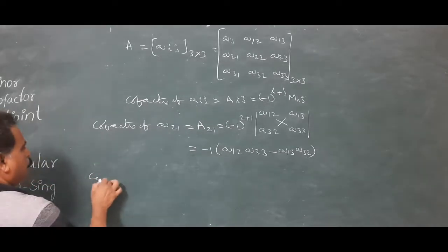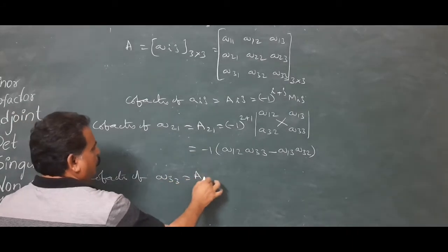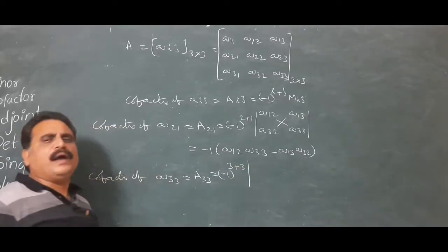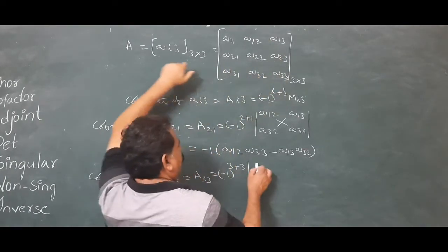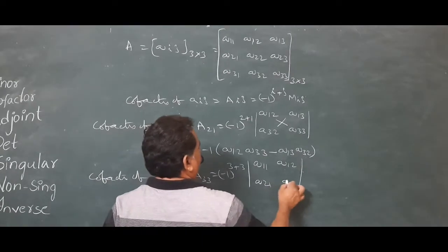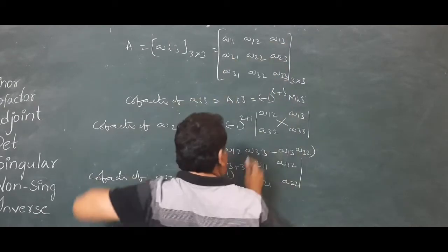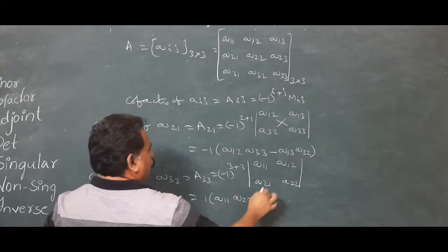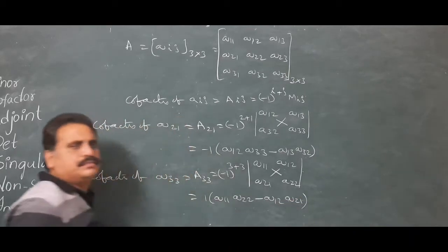Now another example. Cofactor of A33 is capital A33, equal to minus 1 whole power 3 plus 3 into the minor. For the minor, eliminate third row and third column, leaving A11, A12, A21, A22. Minus 1 whole power 6 is 1 only, so we get A11 A22 minus A12 A21. That's enough.